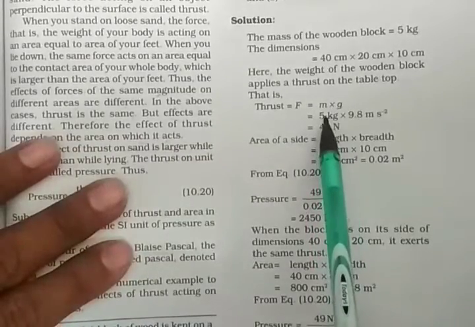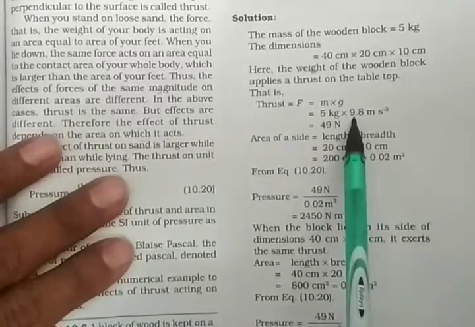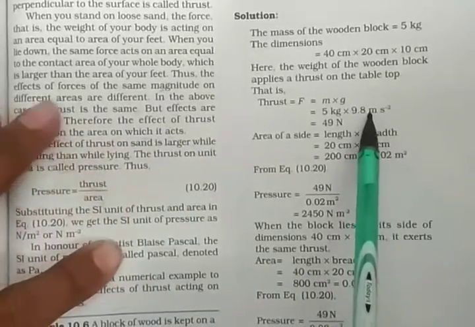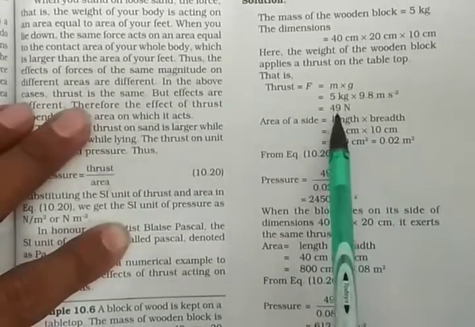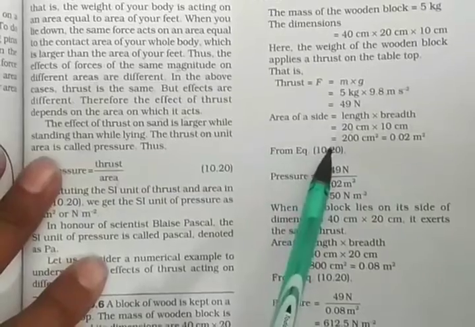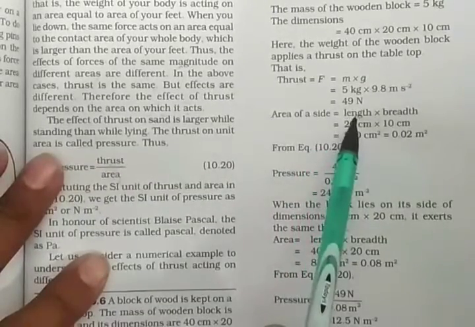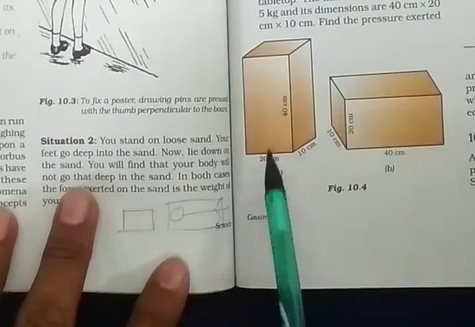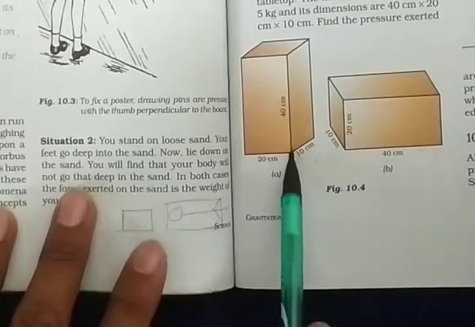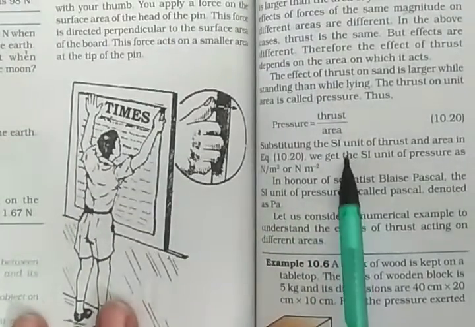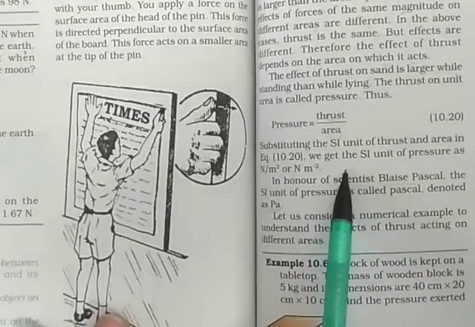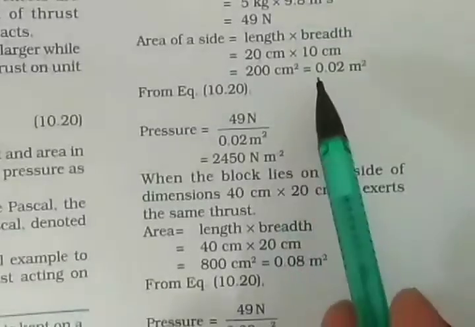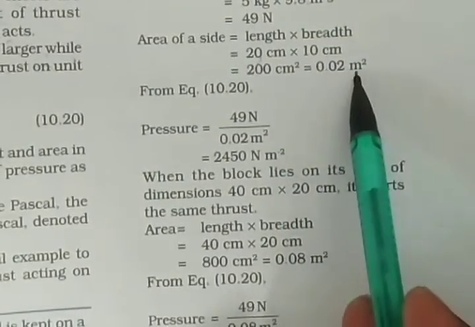Now we'll find out the force, you can call that thrust. M into g, mass is 5 kg and gravitational acceleration is 9.8 meters per second square. So when you multiply, you will get 49 Newton is the thrust acting on it. Now area of one side, in which side? This side it is lying. So it will be 20 into 10, that is 200 centimeter square. Now we have to write in meter square. So we will convert 200 centimeter square by dividing by 10,000. When we divide, we will get 0.02 meter square.